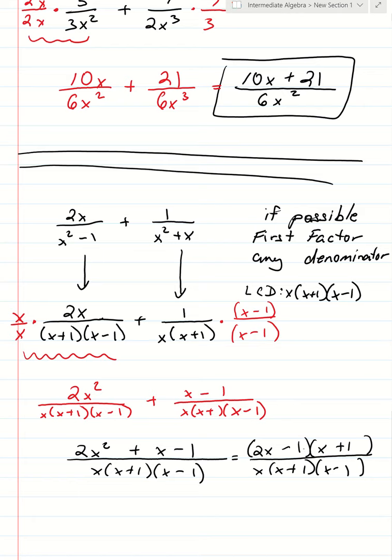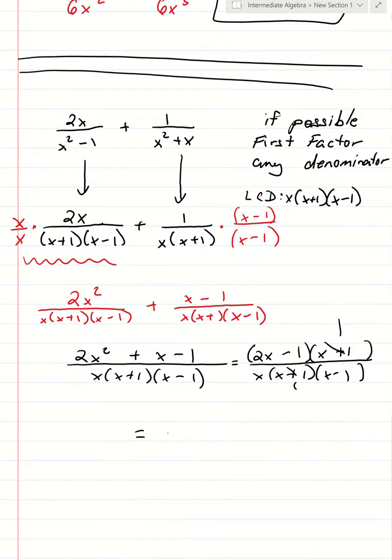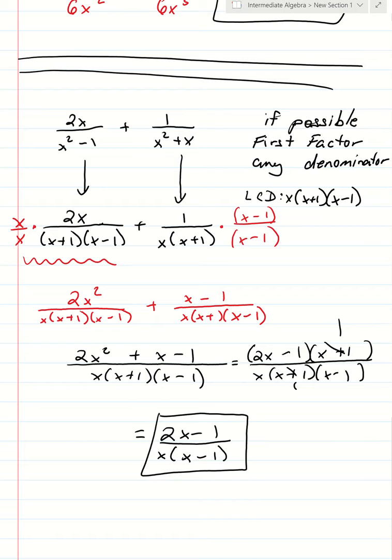And since we have the same factor of x plus 1 on top and bottom, that can now be simplified, giving us now 2x minus 1 over x times x minus 1. That is your simplified answer.